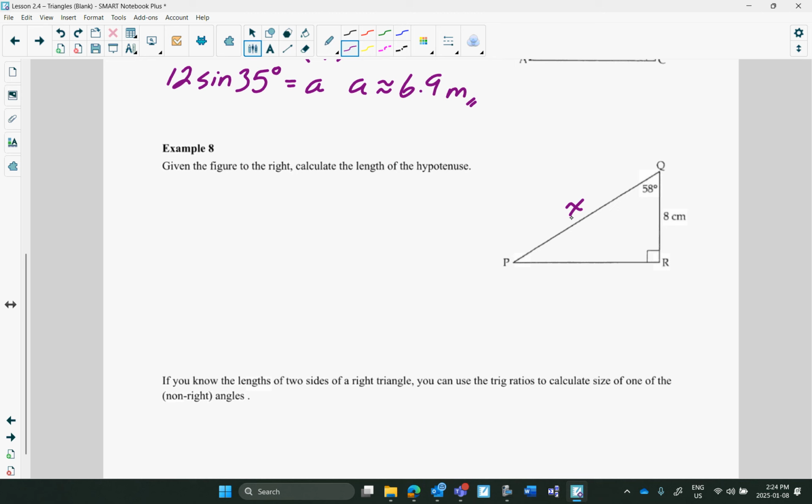Remember, wouldn't this one be the opposite of 58? So this by default must be adjacent. So I've got adjacent over hypotenuse, cosine. So what does my equation look like? Which is, in this case, cosine of 58 degrees equals. Good.